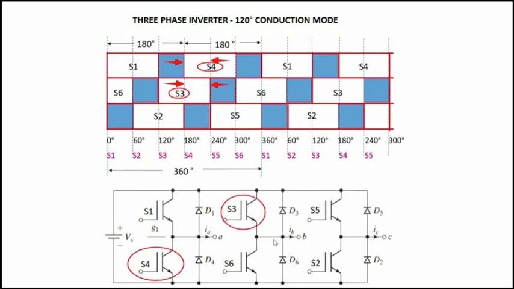During the operation, at any instant two switches will be conducting. That is, one in the upper group and one in the bottom group will be conducting. Let's see an example. Here, from 180 degree time period to 240 degree time period, S4 and S3 are conducting. That is, S4, which is present in the bottom group, and S3, which is present in the top group, are conducting.